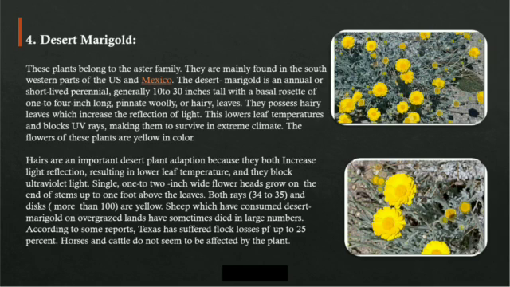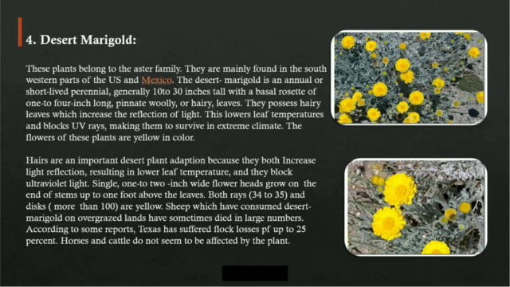They possess hairy leaves which increase the reflection of light. This lowers leaf temperature and blocks UV rays, making them able to survive in extreme climate. The flowers of these plants are yellow in color. Hairs are an important desert plant adaptation because they both increase light reflection, resulting in lower leaf temperature, and they block ultraviolet light.